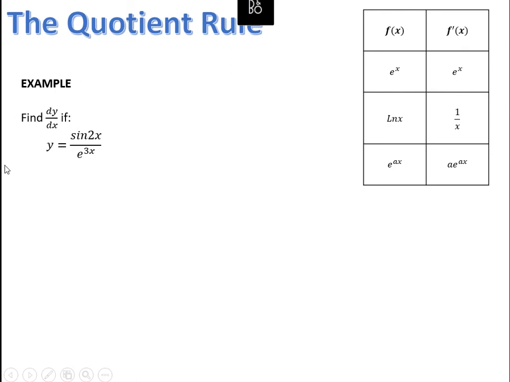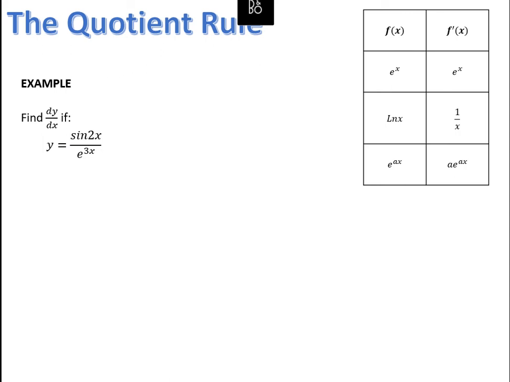Okay, so find dy by dx. We've got a function y equals, but it's still a quotient, it's sine 2x divided by e to 3x, but we're bringing in a couple of different aspects here. So the first two, we're just to get used to the quotient rule, but we're going to bring in a bit of an exponential. There's actually also a bit of chain rule here. So again, you have to think about all these different aspects.